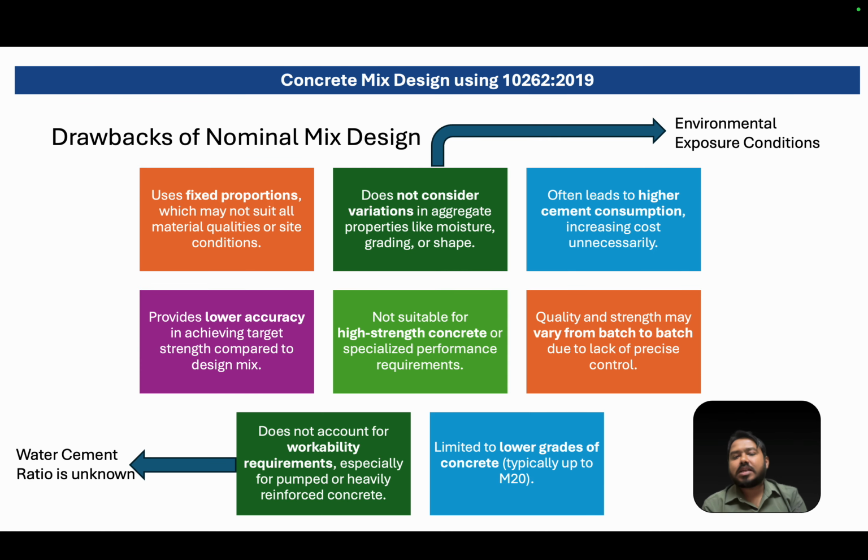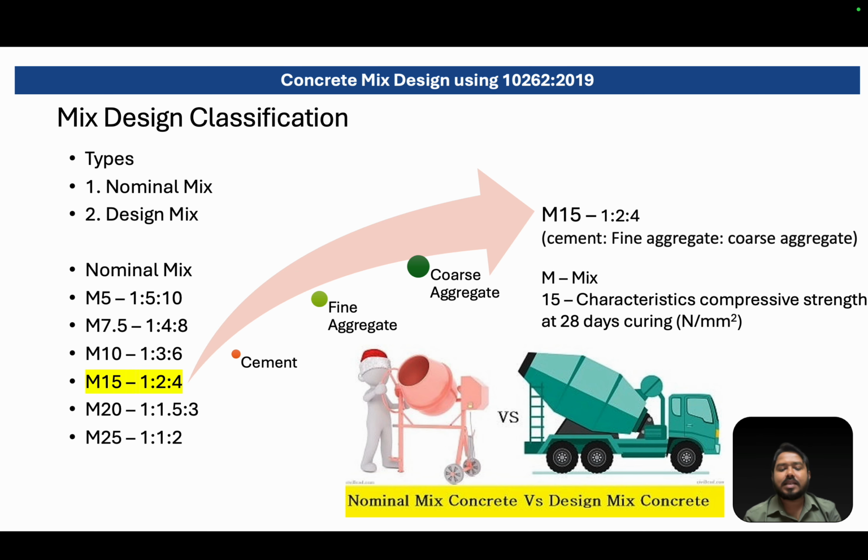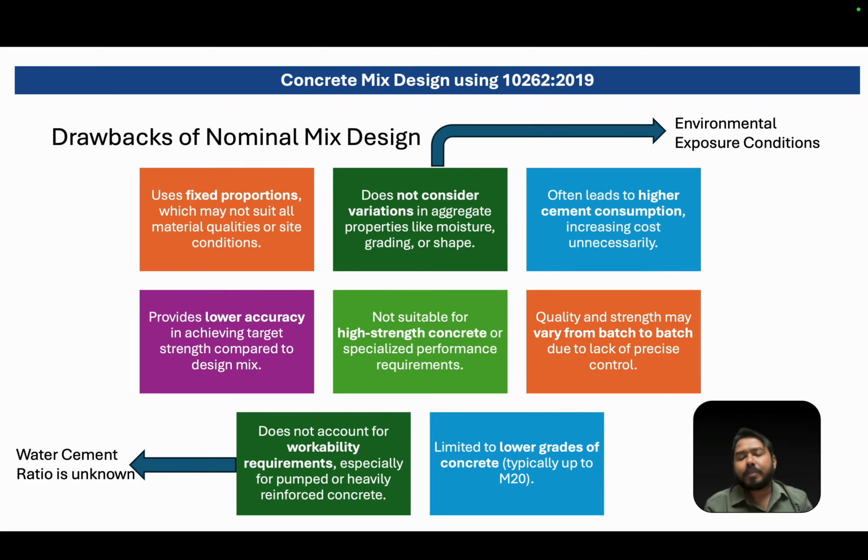We are not going to consider the nominal mix part, because, as you can see in the previous slide, it is limited to M25. If I want to design M30, M35, M40, or a very high grade like M100, I cannot go with the nominal mix, because it is limited to M20 or M25 grade of concrete. That is why there are many drawbacks in the nominal mix.